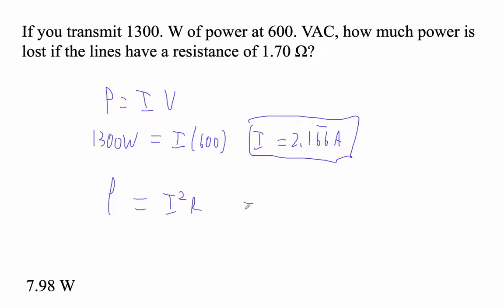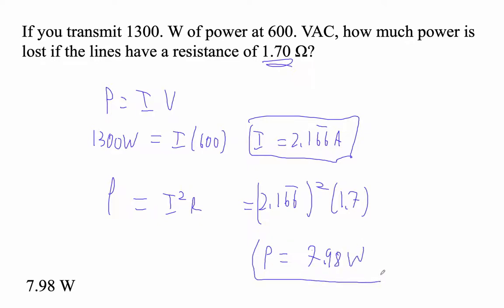And so it's 2.16 squared times, what's our resistance? 1.7. Okay, I can do this. So square that number times 1.7. 7.98 watts. So the power lost is 7.98 watts.